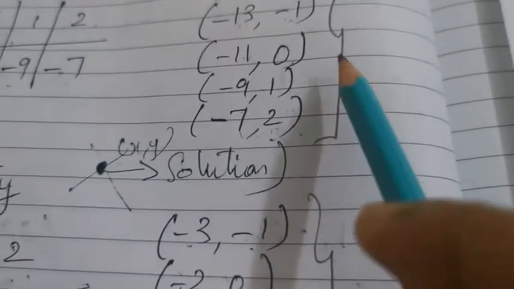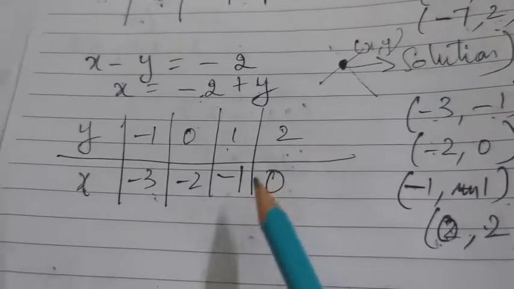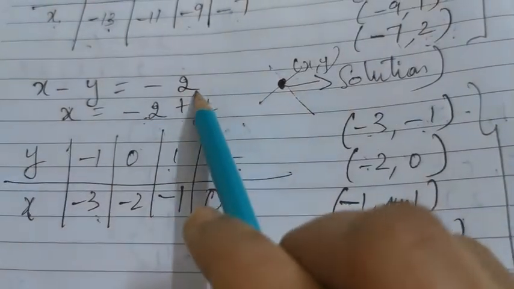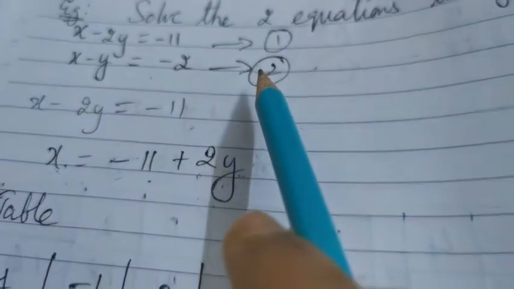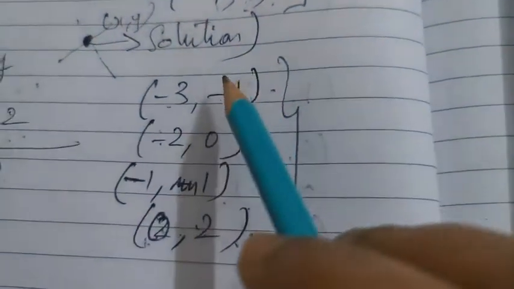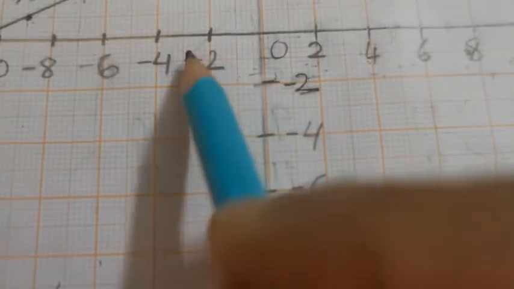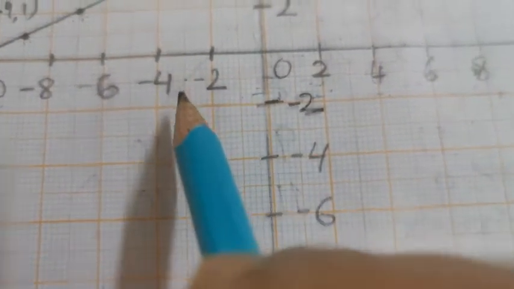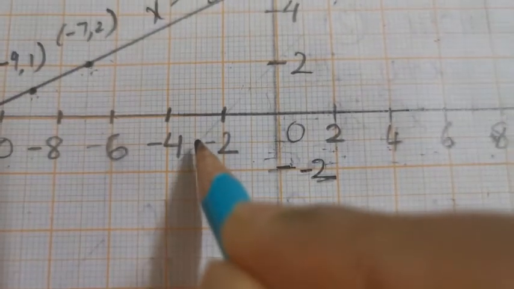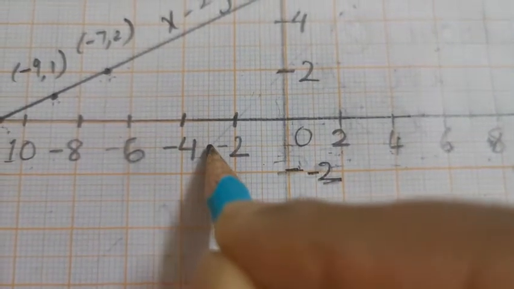Now we will plot our second set, which we got from table 2, which was derived from the second equation, which is x minus y is equal to minus 2. So our first point is minus 3, minus 1. So x is minus 3 and y is minus 1. They meet here.